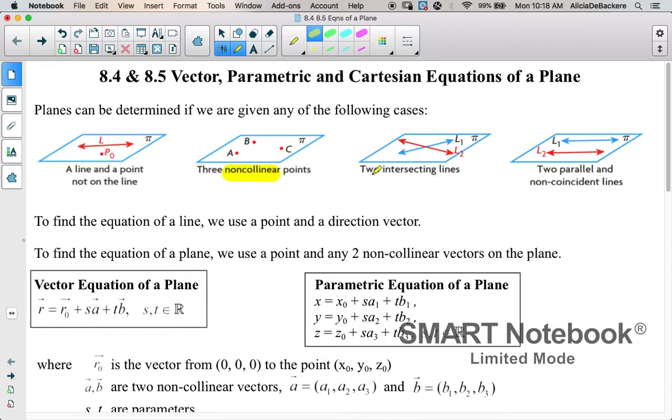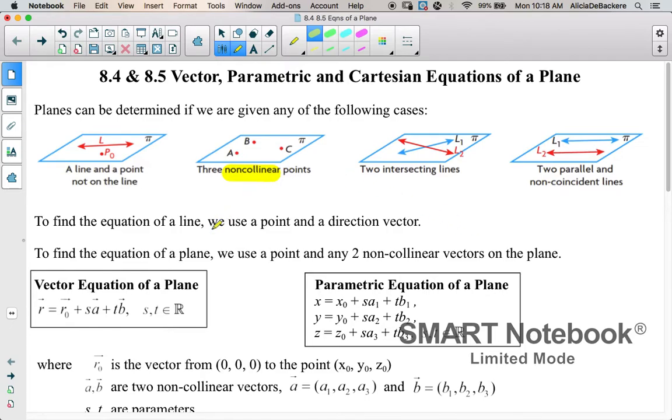The third way I could do it is to have two intersecting lines like this that cross each other. And then the fourth way is if I had two parallel lines that are non-coincident, so not on top of each other. They do have to be separate, and that'll also uniquely determine the plane.